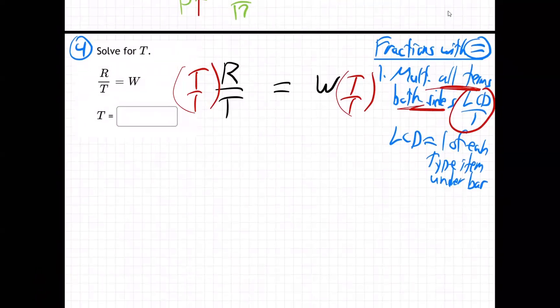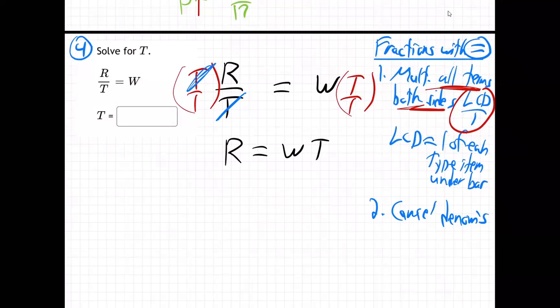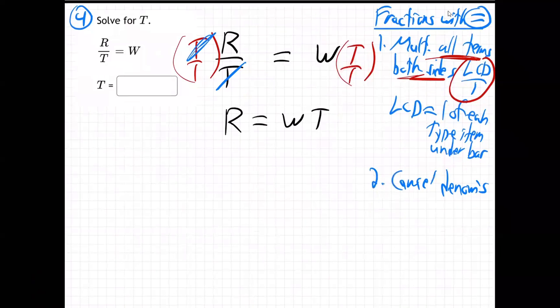All right, and then step number 2, cancel denominators. So cancel, cancel. And so what do we have here? R equals W times T. And here these T's have canceled. We good there? The 1s, we don't care about. So that's always the first step. Notice no more fractions. We canceled the denominators.